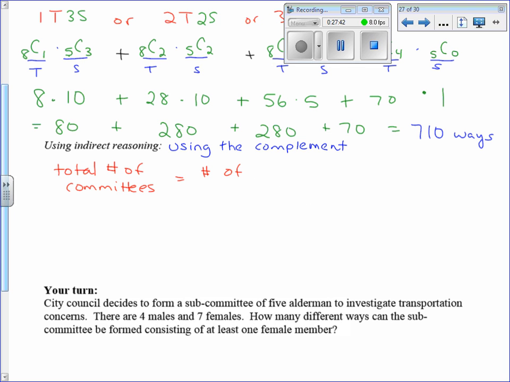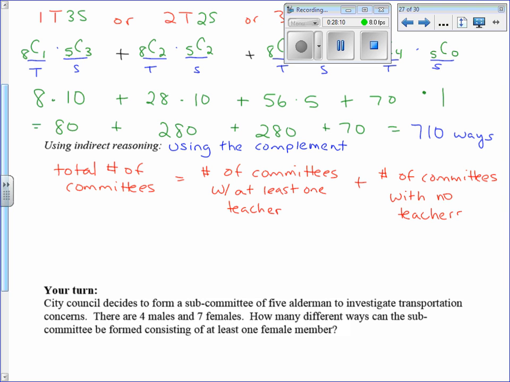It's a long word to spell. Number of committees with at least one teacher plus the number of committees. The complement of at least one teacher is with no teachers. So the total number of committees is the total number of people we have, which is 13, choose the number of people we want on the committee, which is 4. And that's going to be equal to the number of committees with at least one teacher.